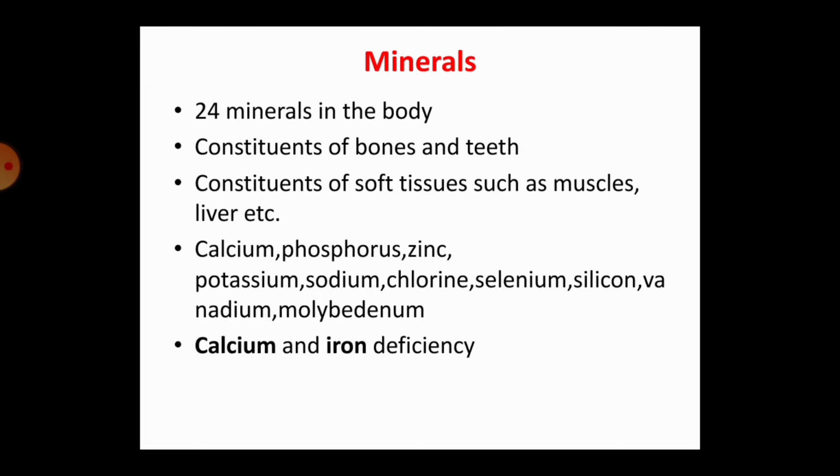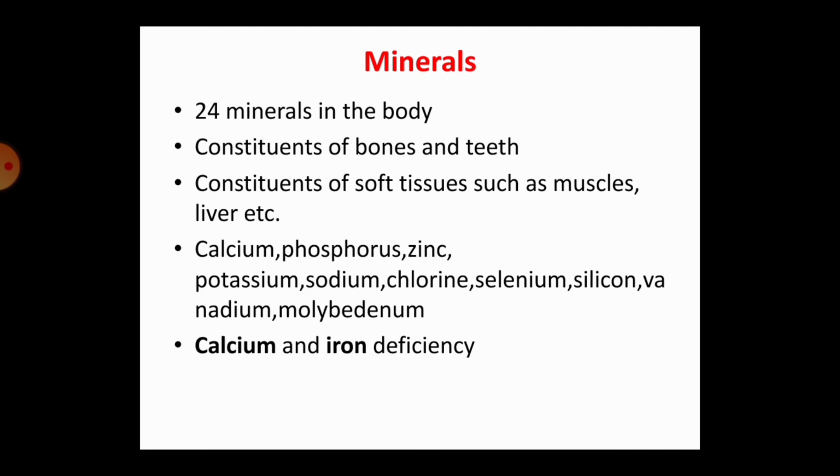Next is the micronutrients. Micronutrients include minerals and vitamins, as already mentioned. There are about 24 minerals in the body and they are the main constituents of bones and teeth. They are also constituents of soft tissues like muscles, liver, etc. The important minerals include calcium, phosphorus, zinc, potassium, sodium, chlorine, selenium, silicon, etc.